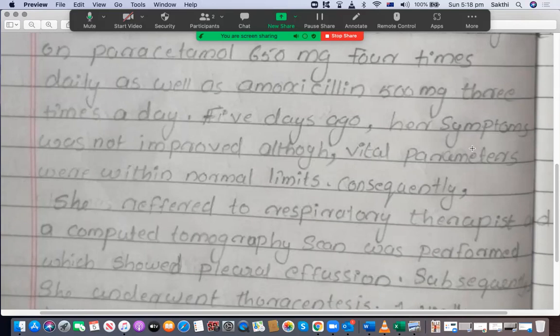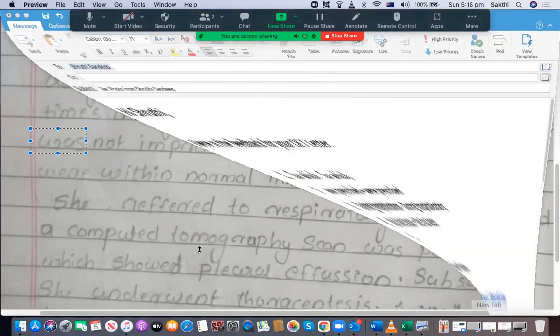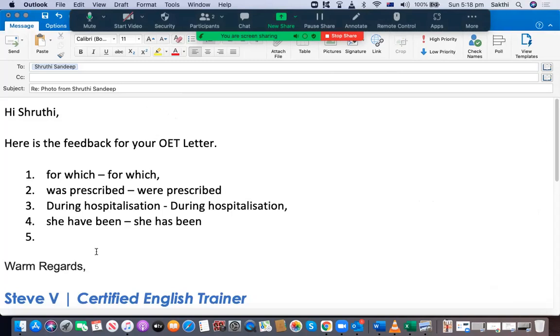5 days ago, her symptoms was not improved. See this one, when you say symptoms, it's not correct. You can't use a plural noun with the verbs was or is. It's wrong, isn't it? So one issue is symptoms was. This is going to be symptoms were. But again, I think the better way is to say her condition, isn't it? Is that what you want to say? I think that's more appropriate. Her condition was not improved.